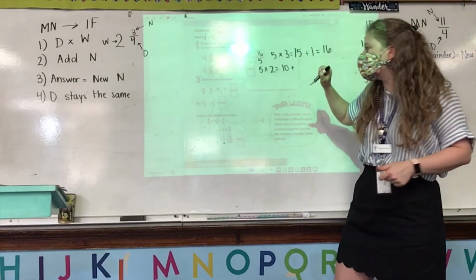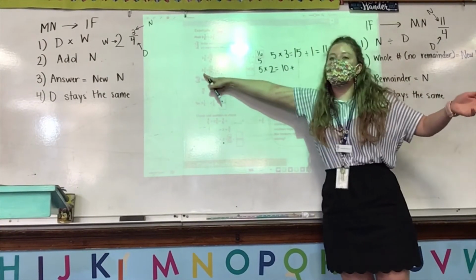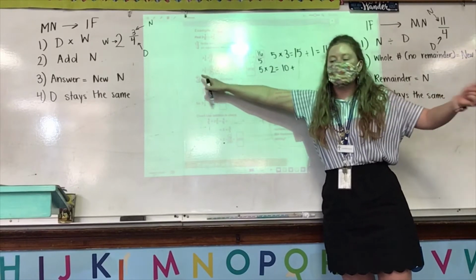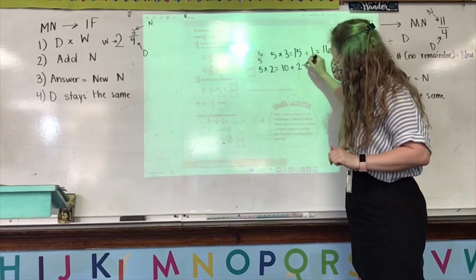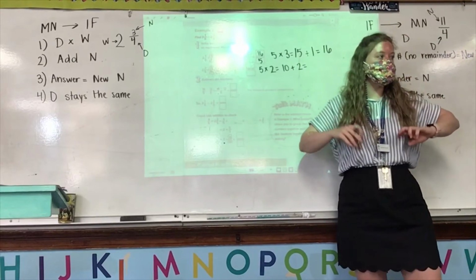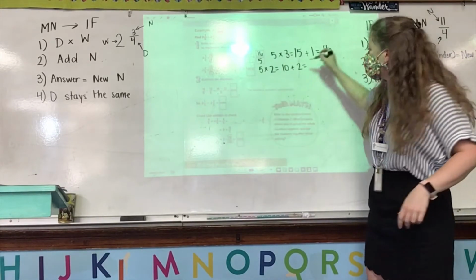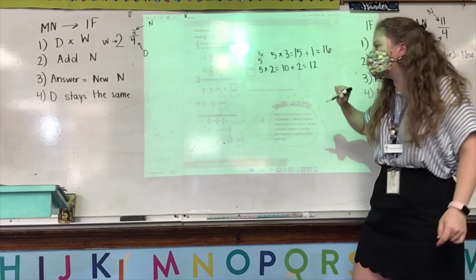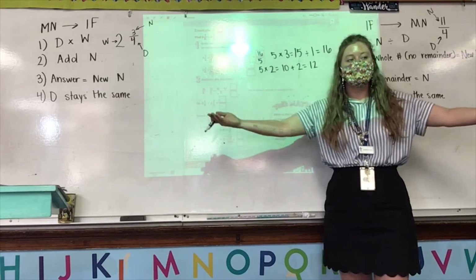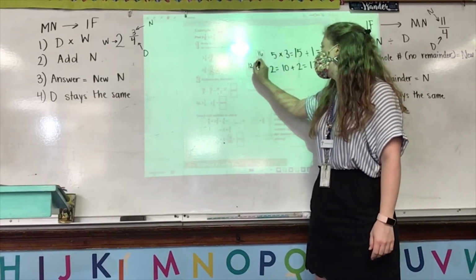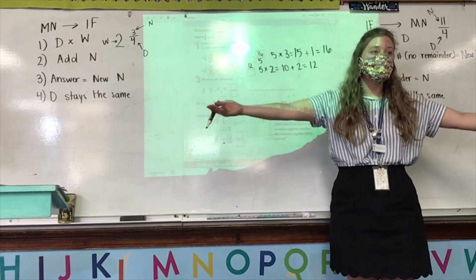Then we add the numerator. Class, what is the numerator in 2 2/5? 2. Class, 10 plus 2 is? 12. So our new numerator is 12. And our denominator is? 5.